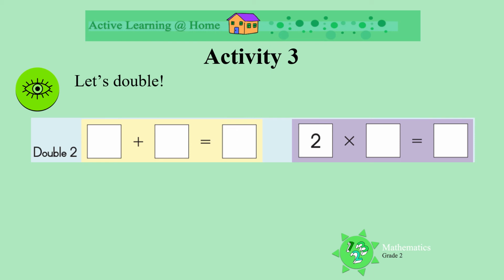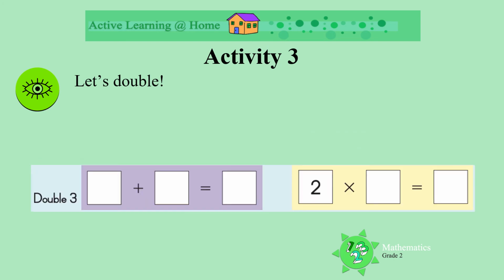Now let's have a look at the right-hand side. Let's use a multiplication fact to help us double to get our answer. 2 times 2 is equal to. Remember to fill in your answer at the very end. Now let's do the same with this one. You have double 3. Can you work this one out on your own? What would you fill in the first block? And what would you fill in the second block? Remember to fill them in and work out your answer in the last block.